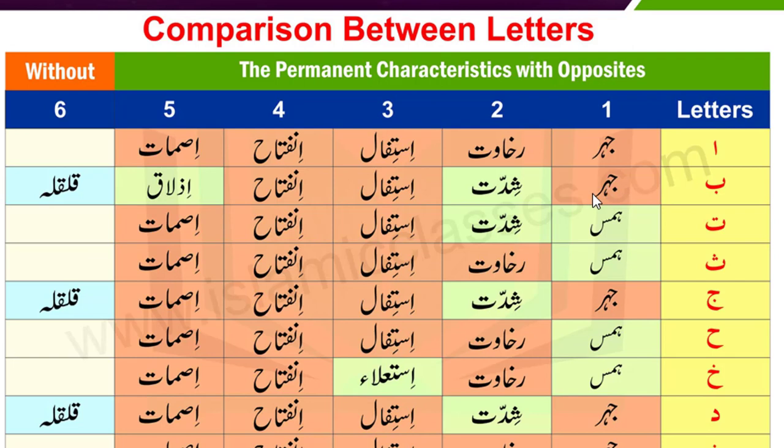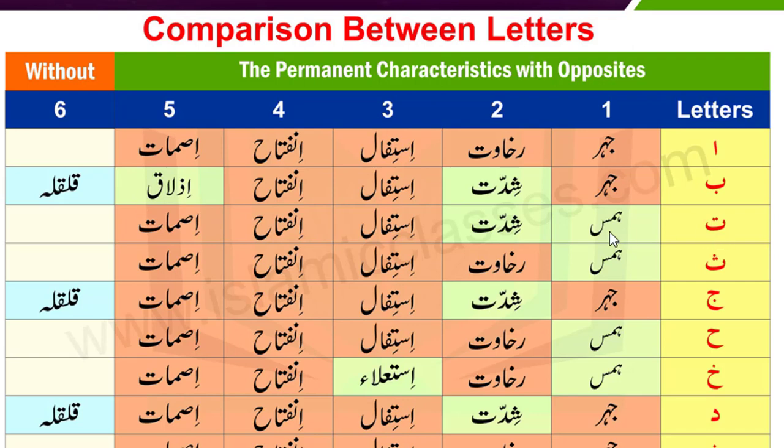Ba has jahar, shiddat. Shiddat is the shiddah quality, like when we pronounce ba, there should be a strong sound, like when we say ab, ab, look, ab. In ab the sound is like we are making the shiddah sound quality. That's why this letter has shiddah. Istifal, infitah, and islaq are there.